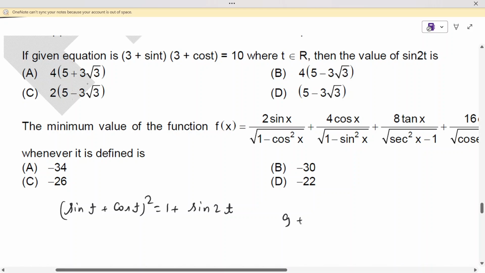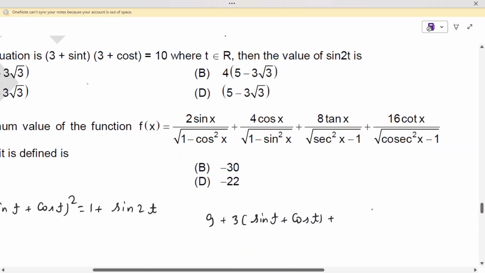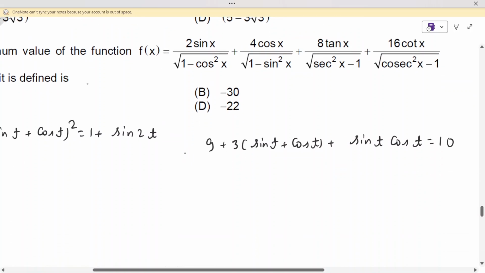So we have 9 plus 3 into (sin t + cos t) plus sin t cos t, that should be equal to 10. So I can simply write 3 into (sin t + cos t) plus sin t cos t, that should be equal to 1. Fine.